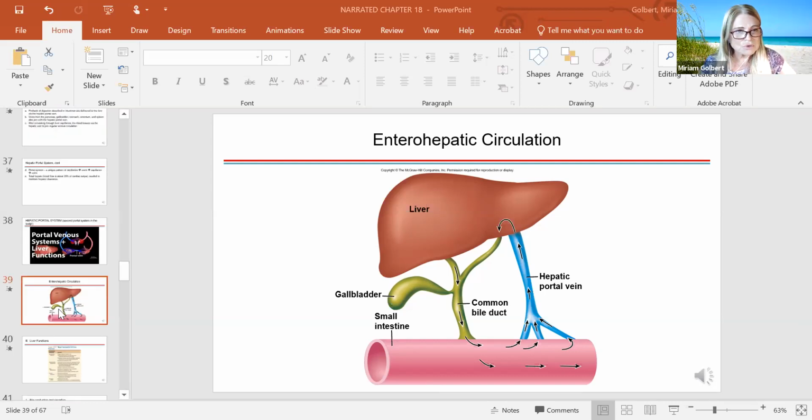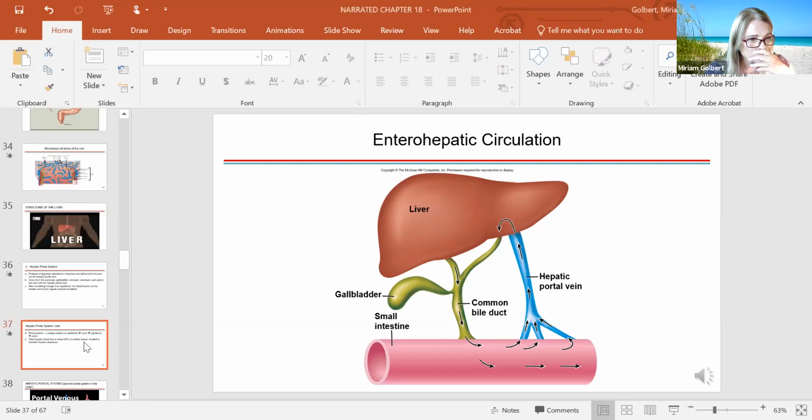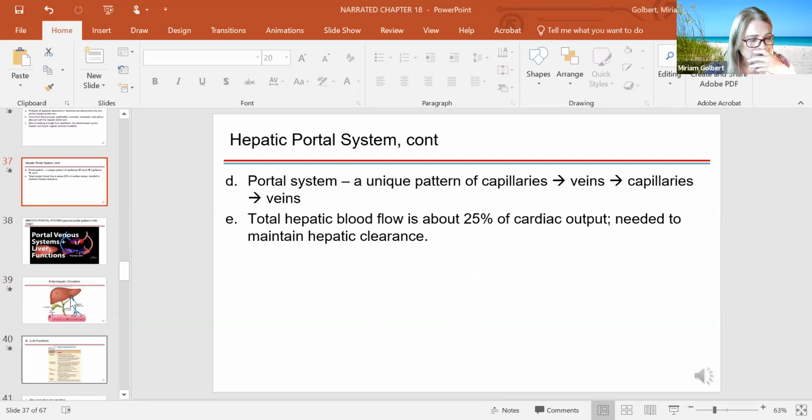But I wanted to show you, I have a video on the portal system, but I have a little handout that I posted. Wait, that's not it. It's posted on this module, the module of digestion, my outline of the hepatic portal system, because it's very interesting how we absorb food.